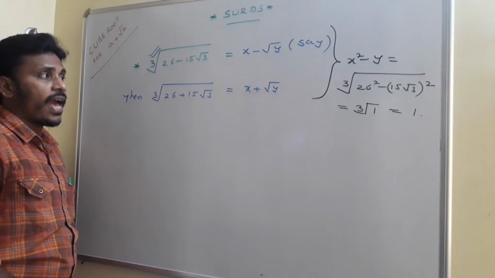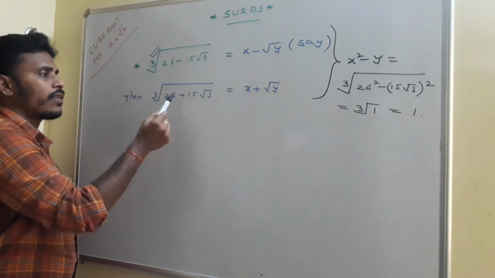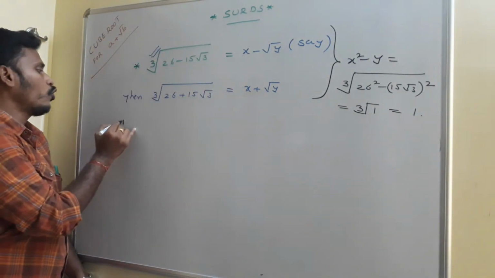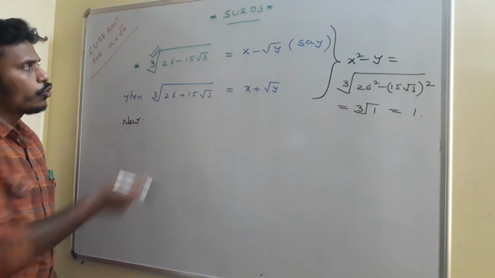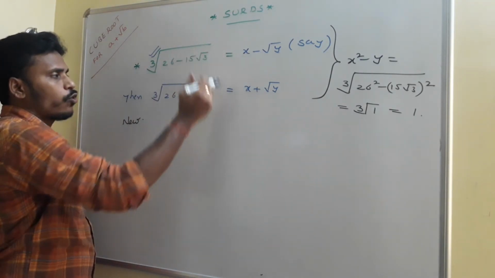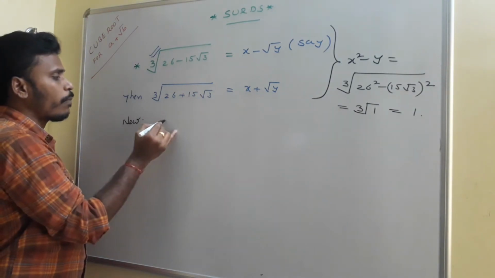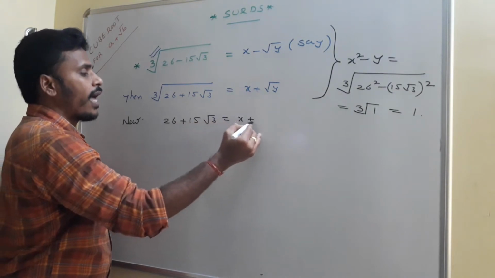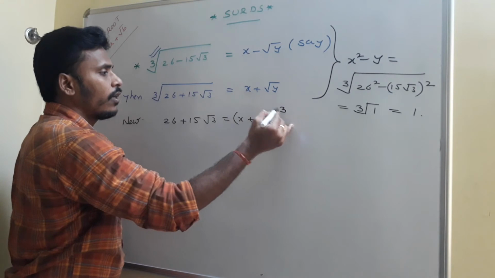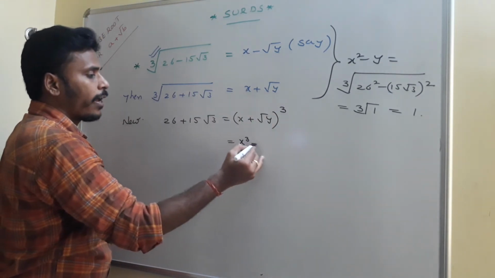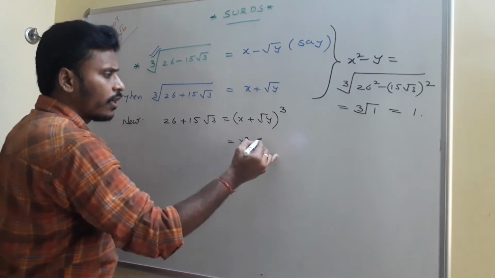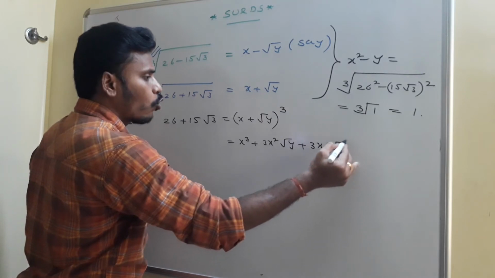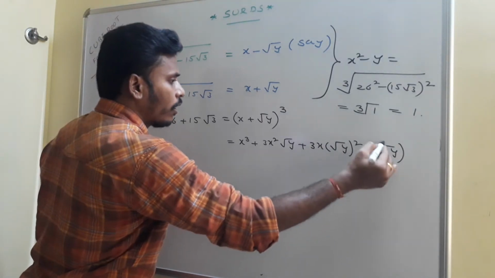So at the end, what do I have in my hands? This as x minus root y, this as x plus root y, and x square minus y is equal to 1. Now you just cube on both sides of either one of these two. I have to take any one and then cube on both sides. For example, if you move with the second one, 26 plus 15 root 3 is equal to, as we discussed in the previous situation, x plus root y whole cube, and if you expand, x cube plus 3x square root y plus 3x root y square plus root y cube.